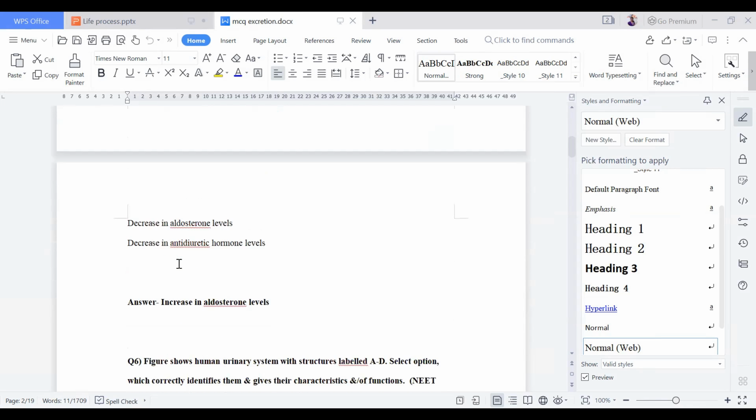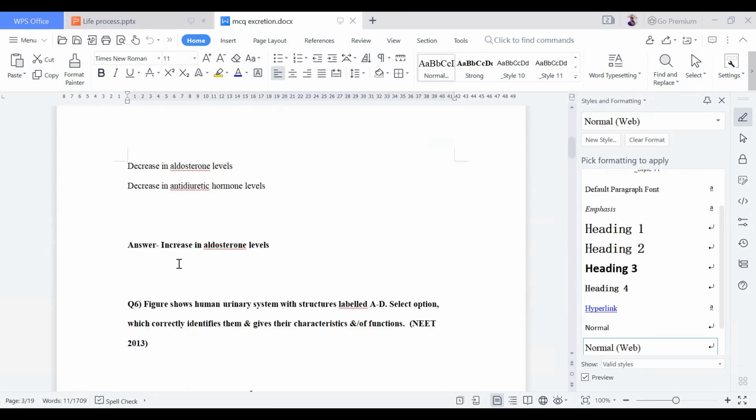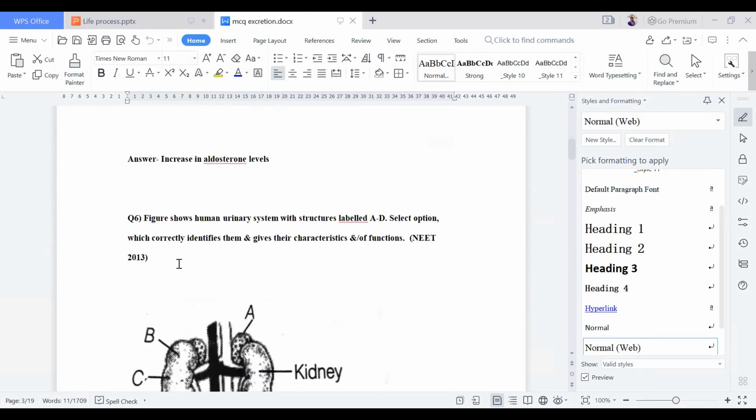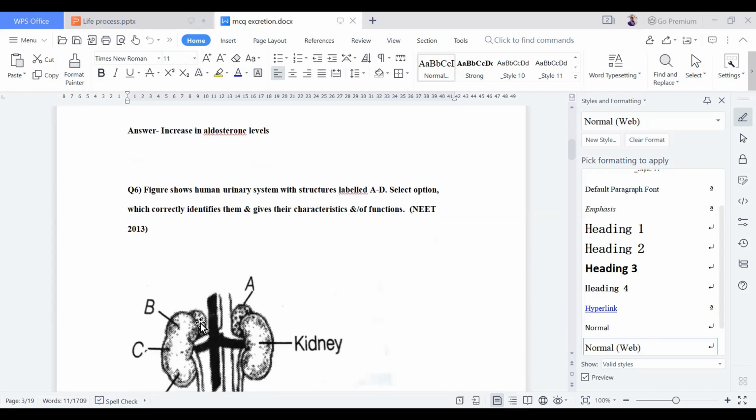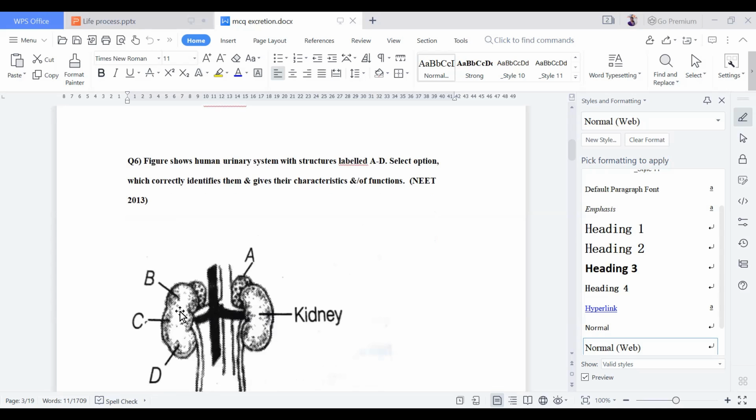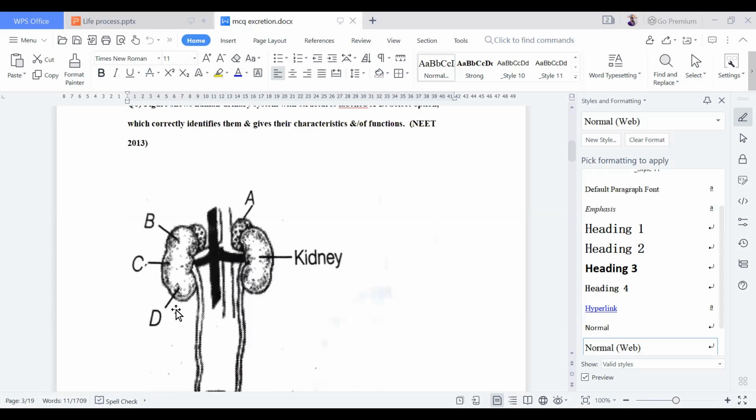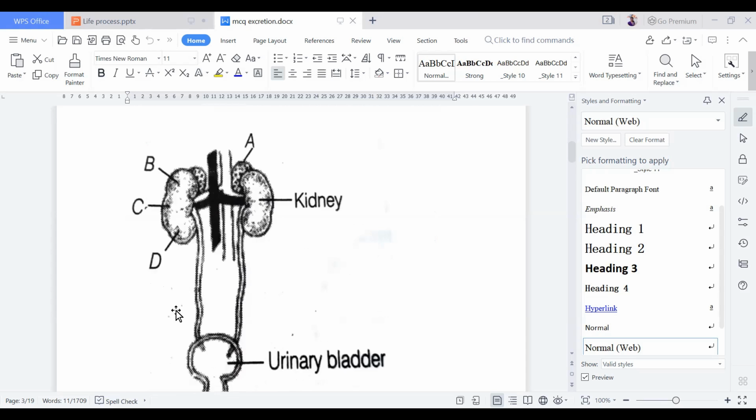Okay, next one. Question number 6. The figure shows the human urinary system with structures labeled A to D. Select the option which correctly identifies them and gives their characteristics and function. So we should say what A is, what B is, and C, and then D. Okay, let us see.